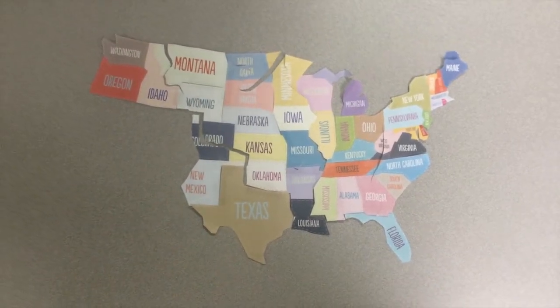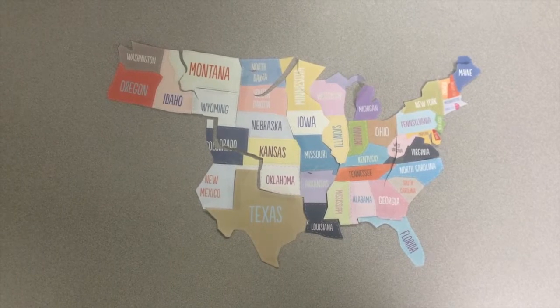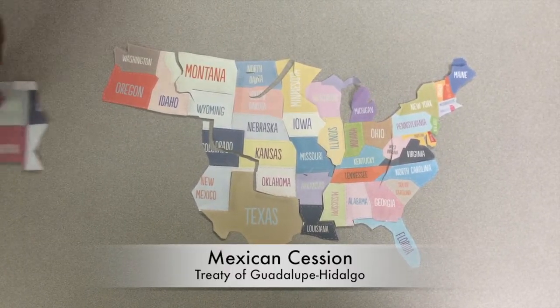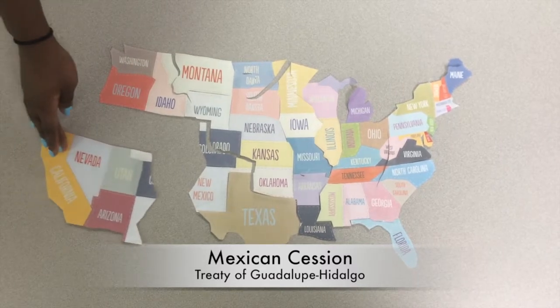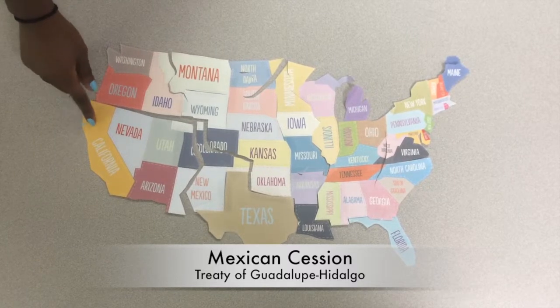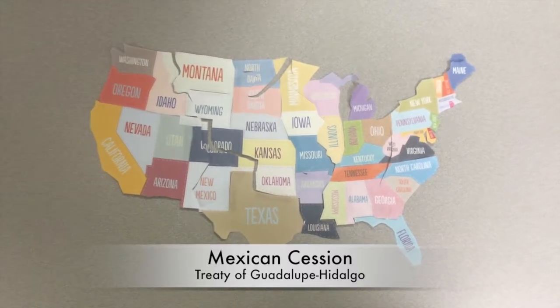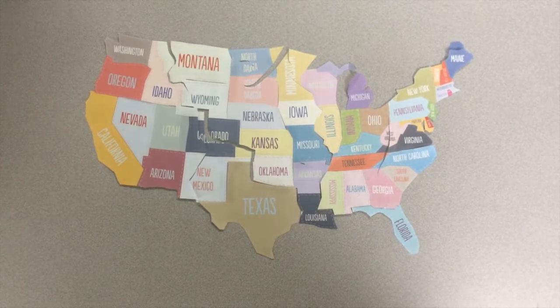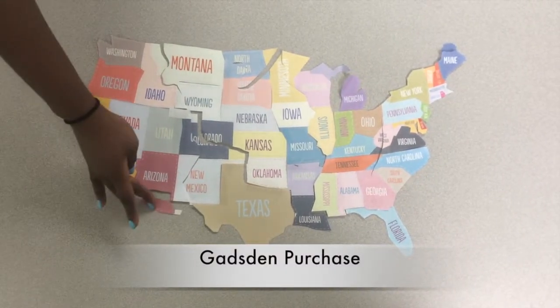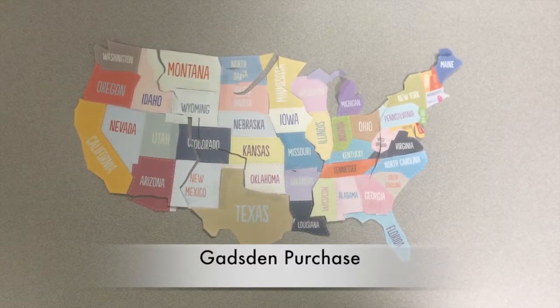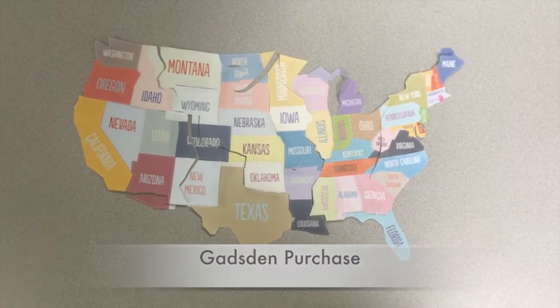In 1848, the Mexican-American War ended with the Treaty of Guadalupe Hidalgo. In this treaty, Mexico ceded modern-day California, Nevada, Utah, and Arizona. In 1853, the U.S. bought the southern area of Arizona from Mexico for $10 million in the Gadsden Purchase.